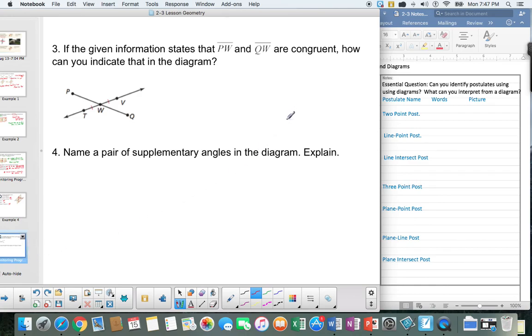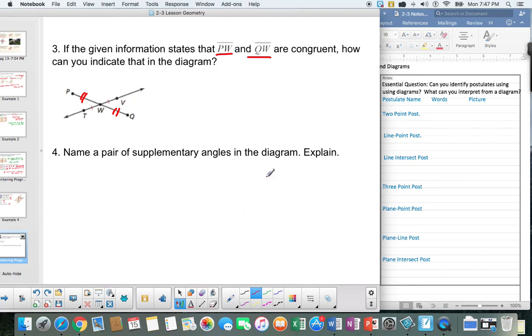Okay, and this is our last one. If the given information says that PW and QW are congruent, how can you indicate that? For PW, I'm going to put two tick marks to distinguish from the one tick mark, and then I'm going to put two tick marks on the other so that I know that these go together. That's how we do it.